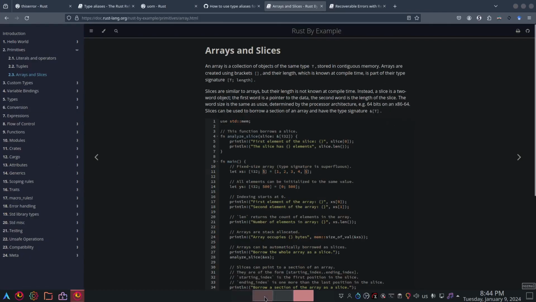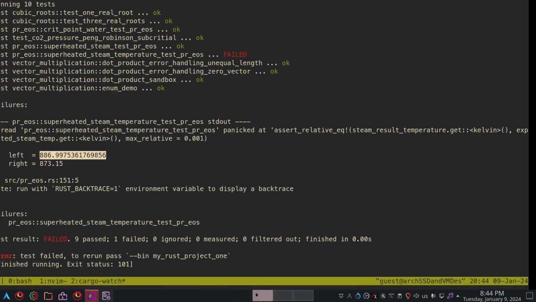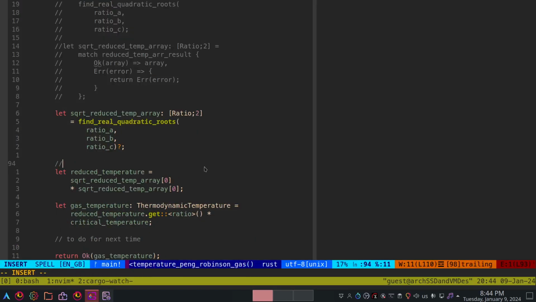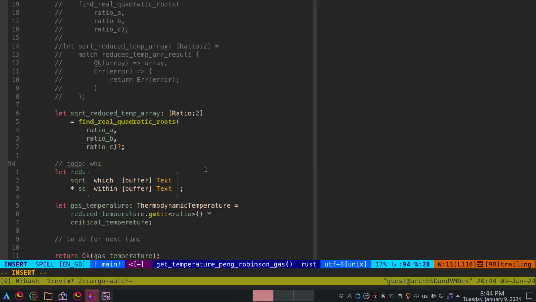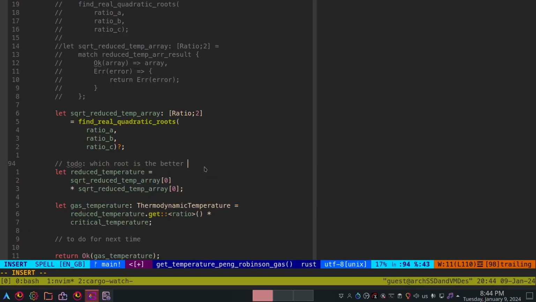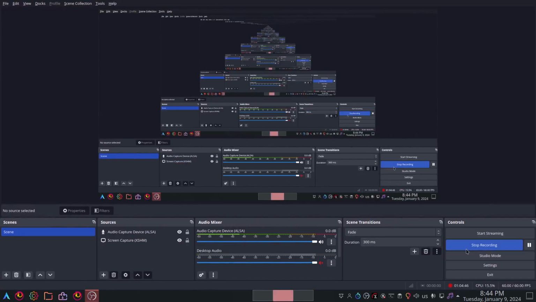I'll put this as a to-do: which root is the correct one or the better one to use? Because in this particular case it's fine, but what if they are quite far apart? Then what do we do about it? That's something we need to consider. I'll probably leave that to next time. Okay, bye.